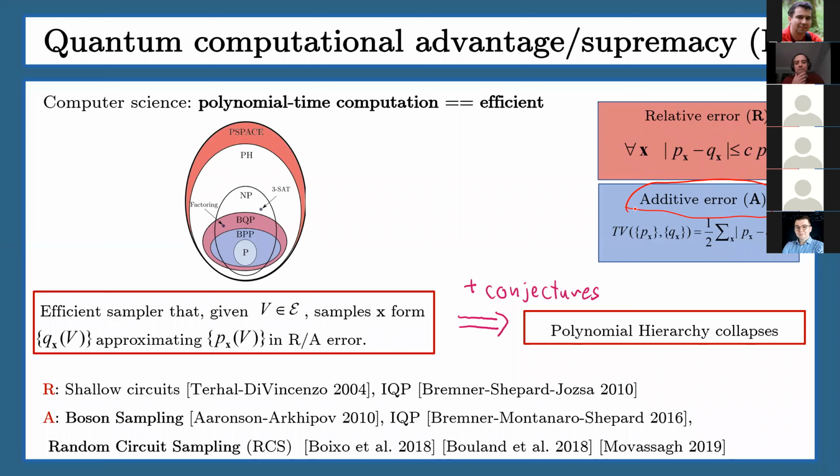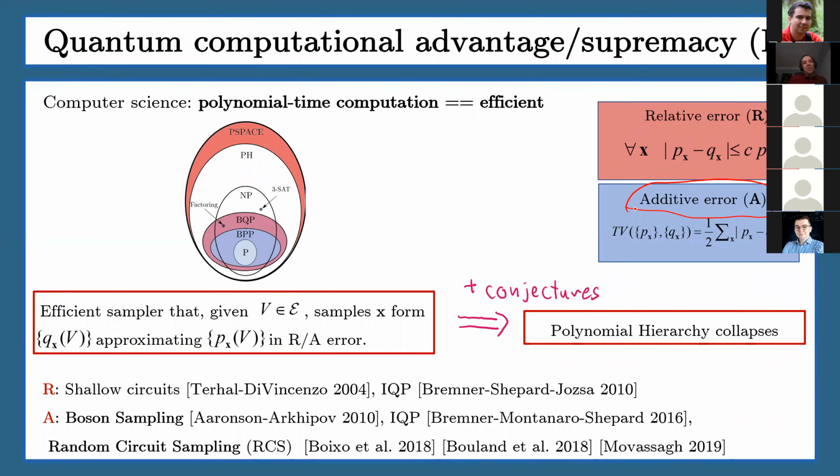Can I interrupt you? Concerning this Google demonstration, I understand that the advantage in their case was also based on this conjecture that the polynomial hierarchy does not collapse, yes? So it was not a proof of advantage without this assumption. Right.